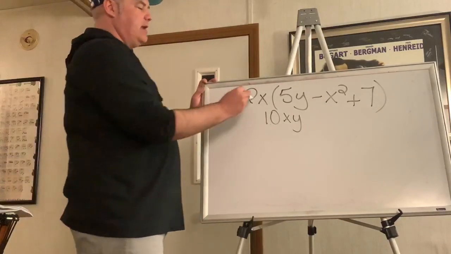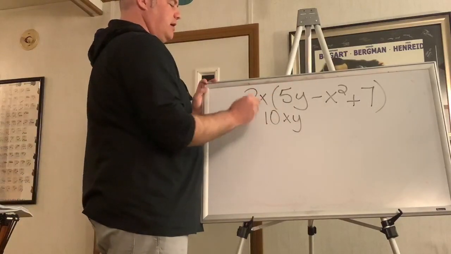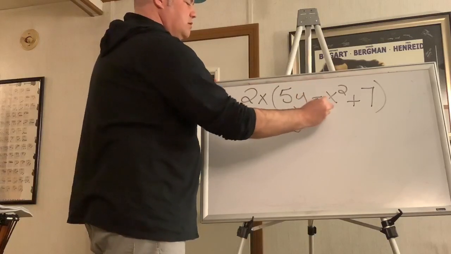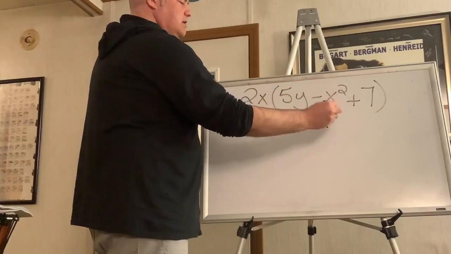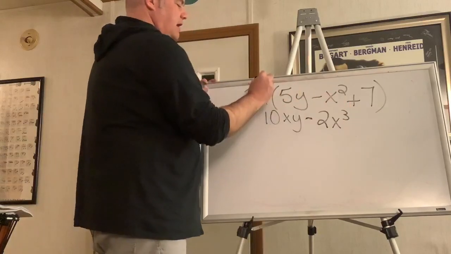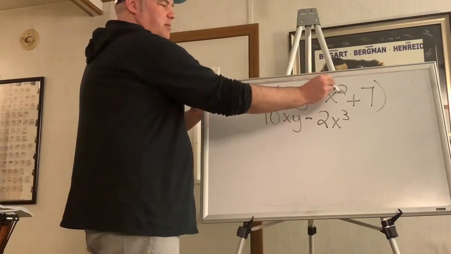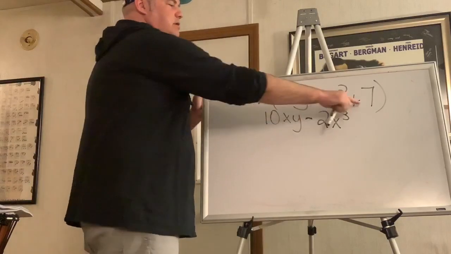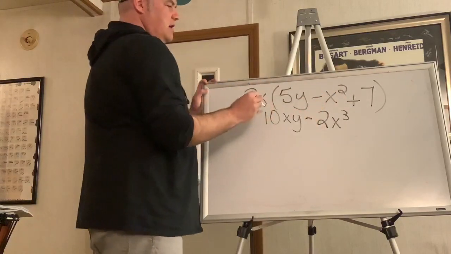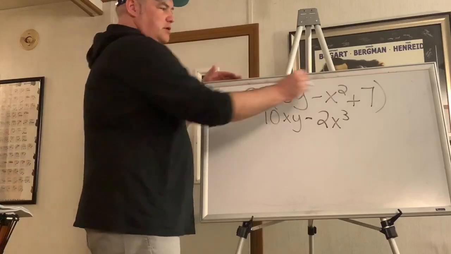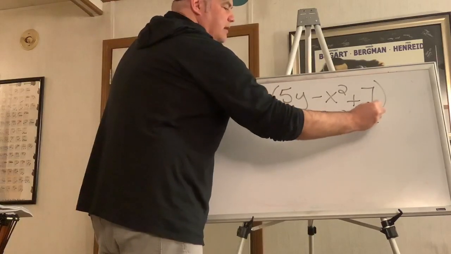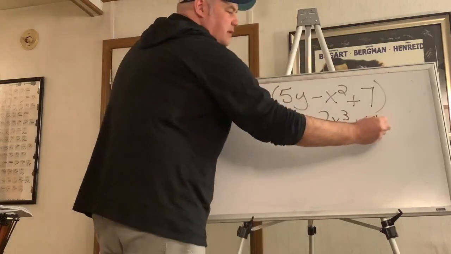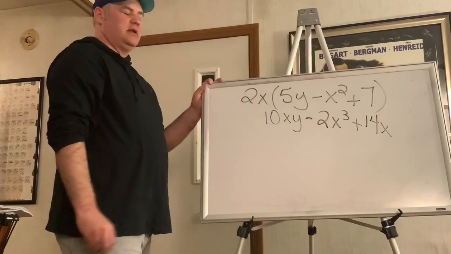Okay? And then 2x times negative x squared is a 2 times a negative 1. There's a negative 1 there, so it's a negative 2. And then x times x squared. Add the exponents. Don't forget there's a 1 there plus a 2, so that's 3. And then 2x times 7. Now remember, you're going to do the 2 times 7. And there's no other x here, but you can't just leave that x off. It's still there.